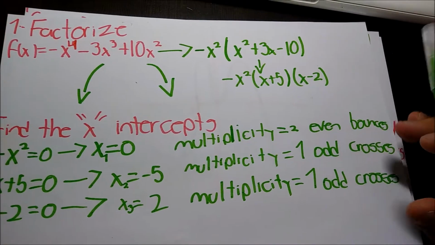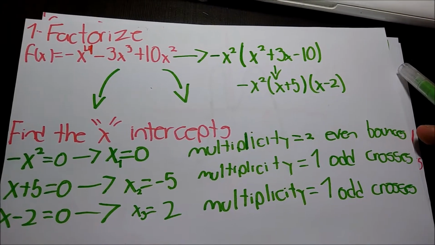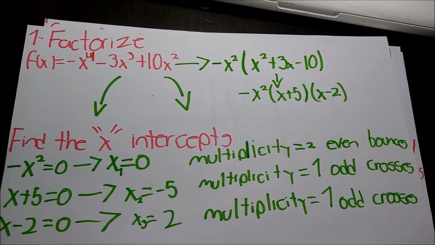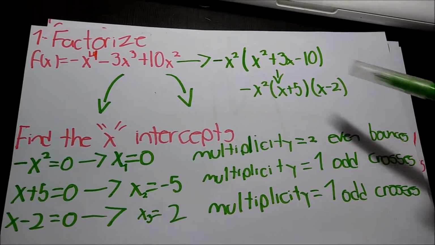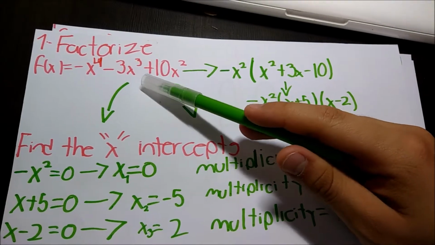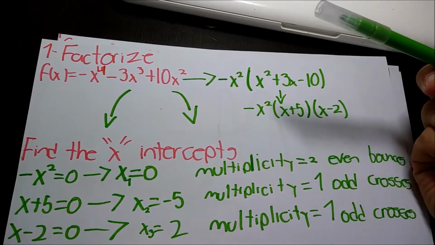We have a polynomial function. As we can see, the leading coefficient is negative, and the degree is an even degree. So the behavior is like this. It starts from minus infinity and it will end at minus infinity.